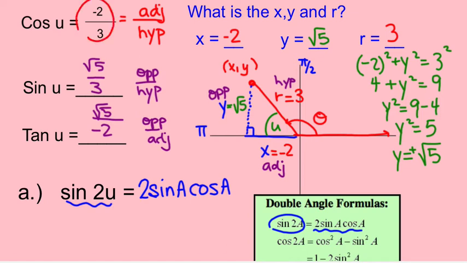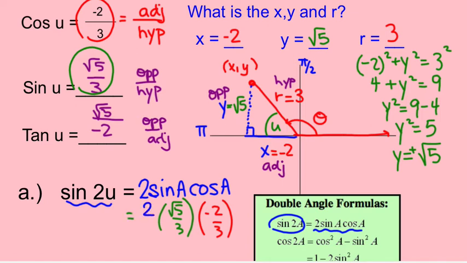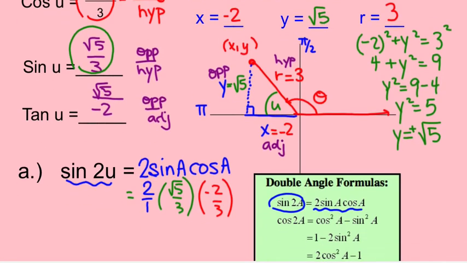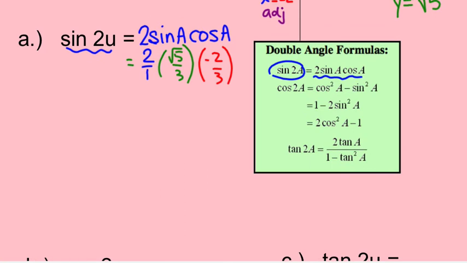So here's -2/3, that's our cosine. So we're going to replace it right there. Here's our sine, square root of 5 over 3. And then we have our 2. I'm going to just write 2 over 1. Now we're going to simplify this expression by multiplying across. So 2 times -2 is -4, square root of 5, and then 3 times 3 is 9. So we found now the double angle for this function.